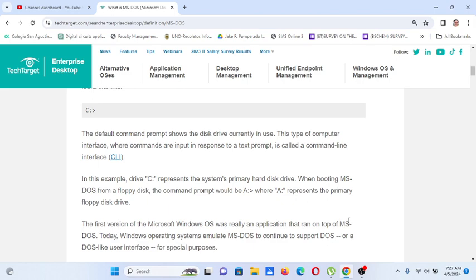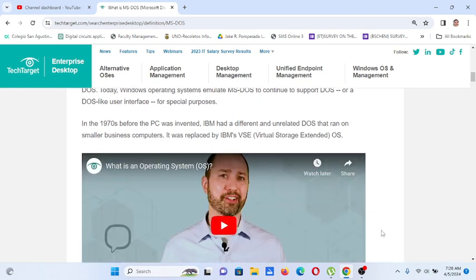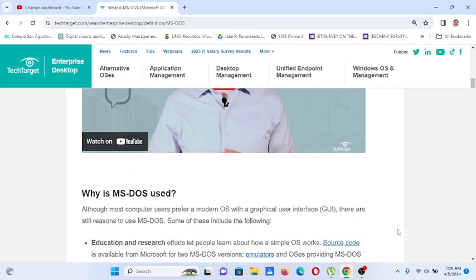The first version of Microsoft Windows OS was really an application that ran on top of MS-DOS. Today, Windows operating systems emulate MS-DOS to continue to support DOS, or a DOS-like user interface, for special purposes. In the 1970s, before the PC was invented, IBM had a different and unrelated DOS that ran on smaller business computers. It was replaced by IBM's VSE, Virtual Storage Extended OS.